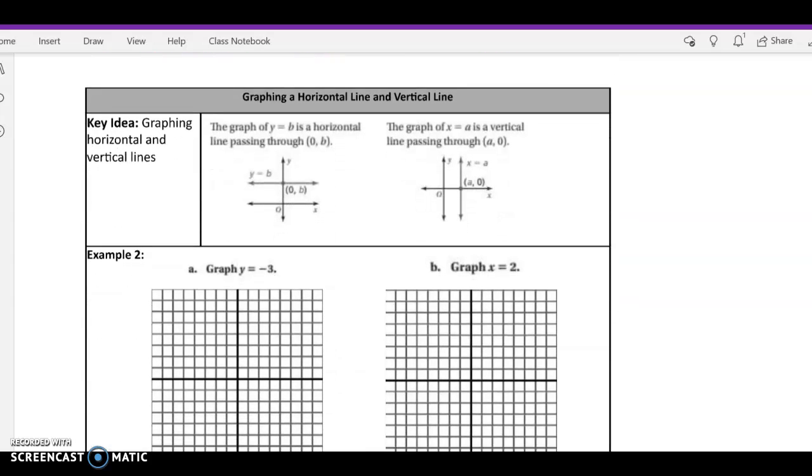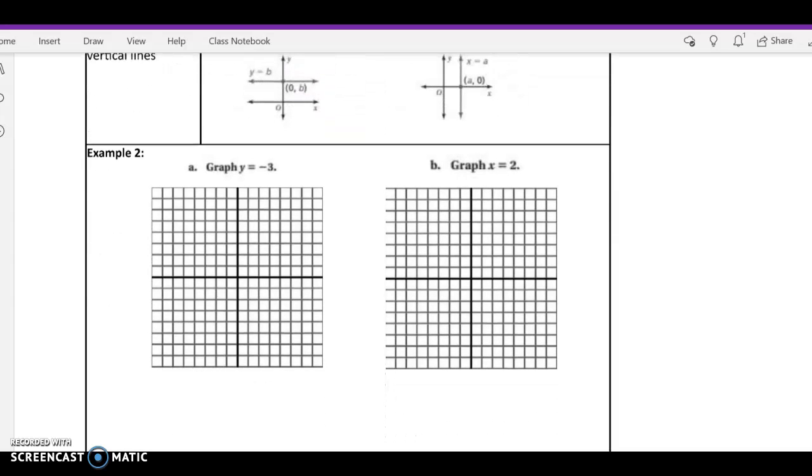All right, graphing horizontal and vertical lines. So the key idea for graphing horizontal and vertical lines, the graph y equals b is when it's a horizontal line, and it means that we always start at 0 and we go up whatever the point is in our equation. And I'll show you that on the graph here in a moment. And then whenever we have a graph that looks like x equals a, that means that we move to the a and we don't go up any.